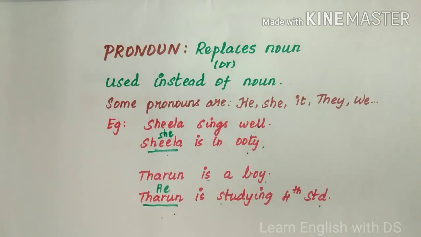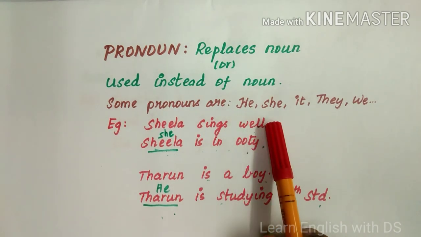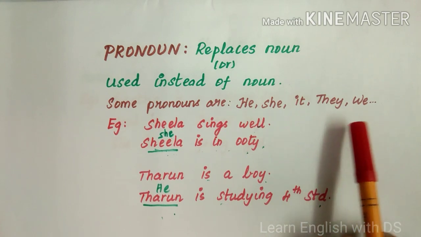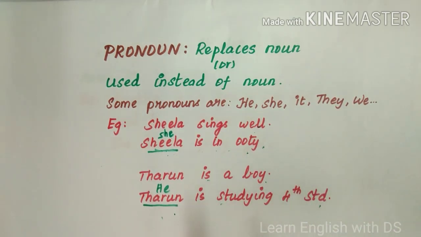The next thing in our list is pronoun. Pronoun is the word used to replace a noun, or it is used instead of a noun. Some pronouns in English are he, she, it, they, we and etc. Now let's look into the examples.